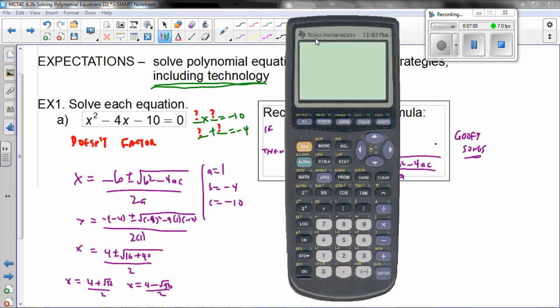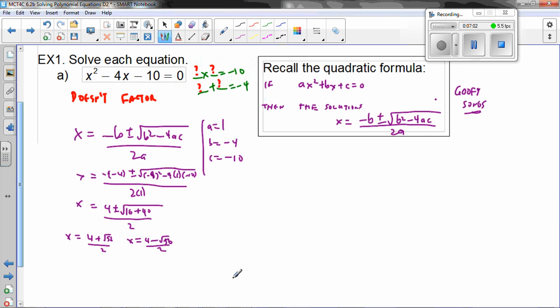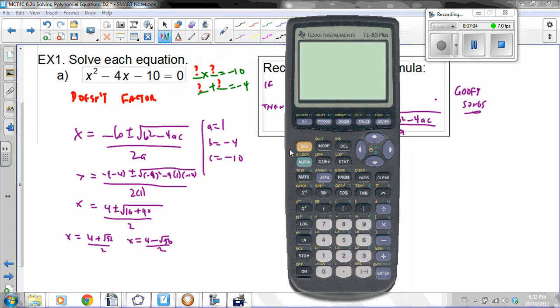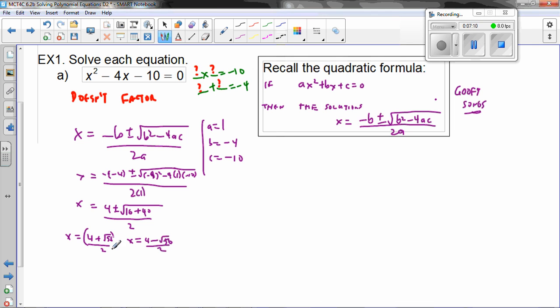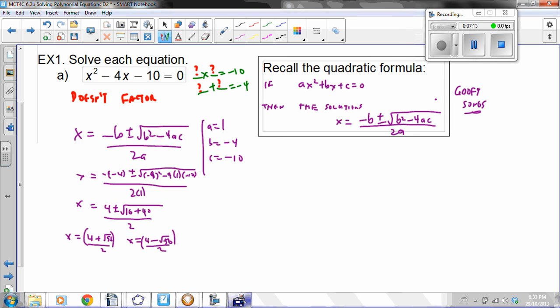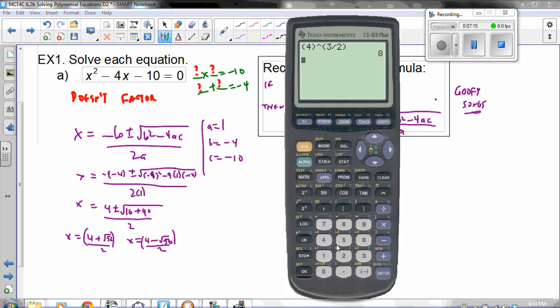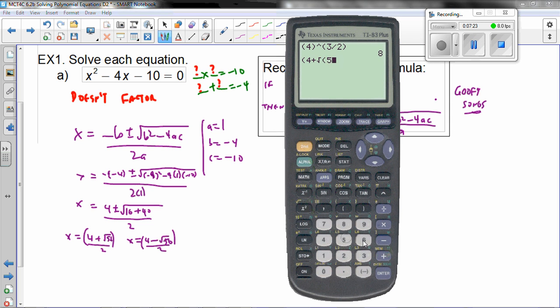probably your textbook might have the answer just like that. That's certainly possible. I would be okay with a decimal answer, so notice that we need brackets along the top here, otherwise we'd mess this up. Bracket 4 plus the square root of 56, and bracket divided by 2. I get 5.7-ish.